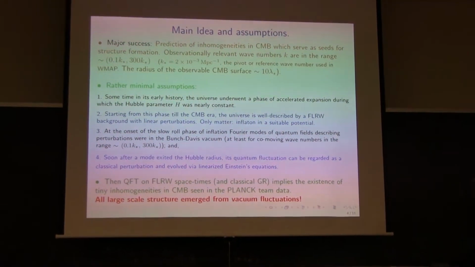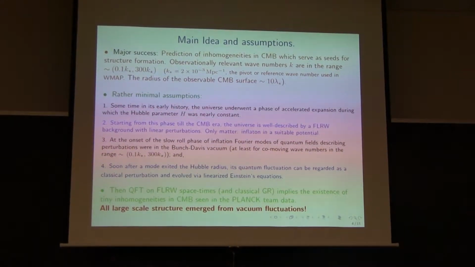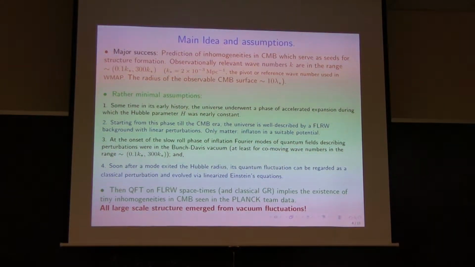Then starting from this phase until about the cosmic microwave background era, remember that the cosmic microwave background era is much later, about 380,000 years later. This is really very, very early. If you assume classical general relativity, then it's very close to the Big Bang, whereas the CMB era starts at 380,000 years, much later.